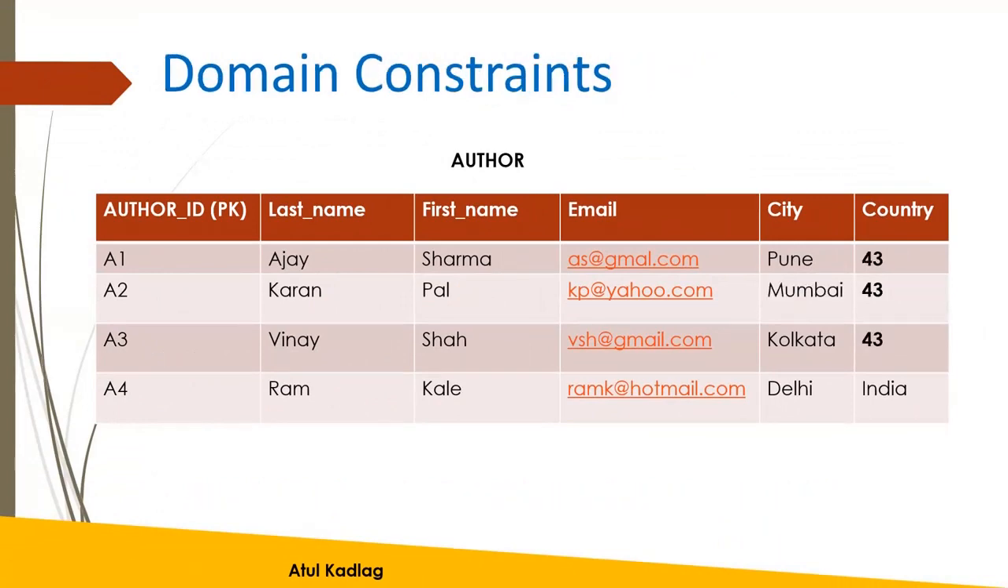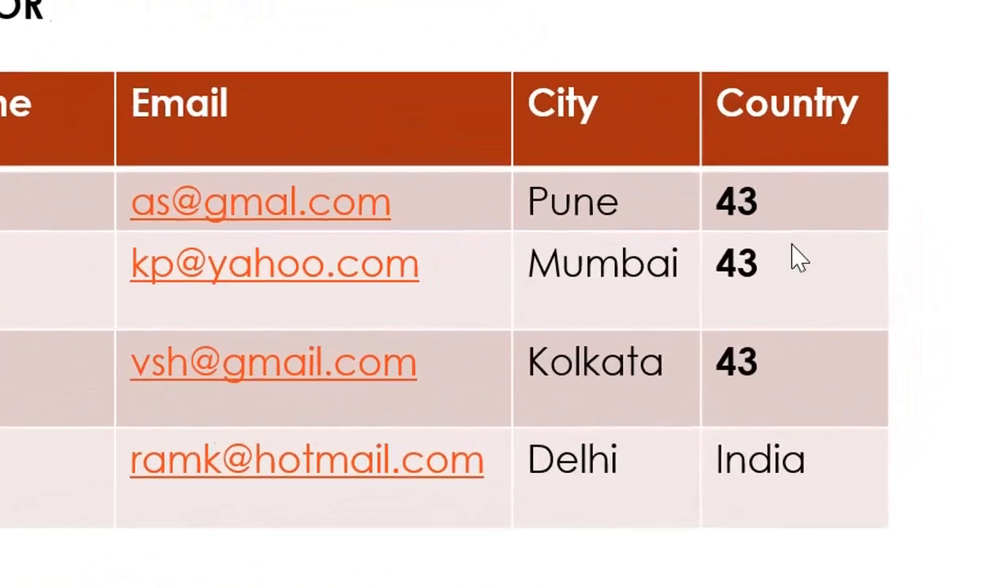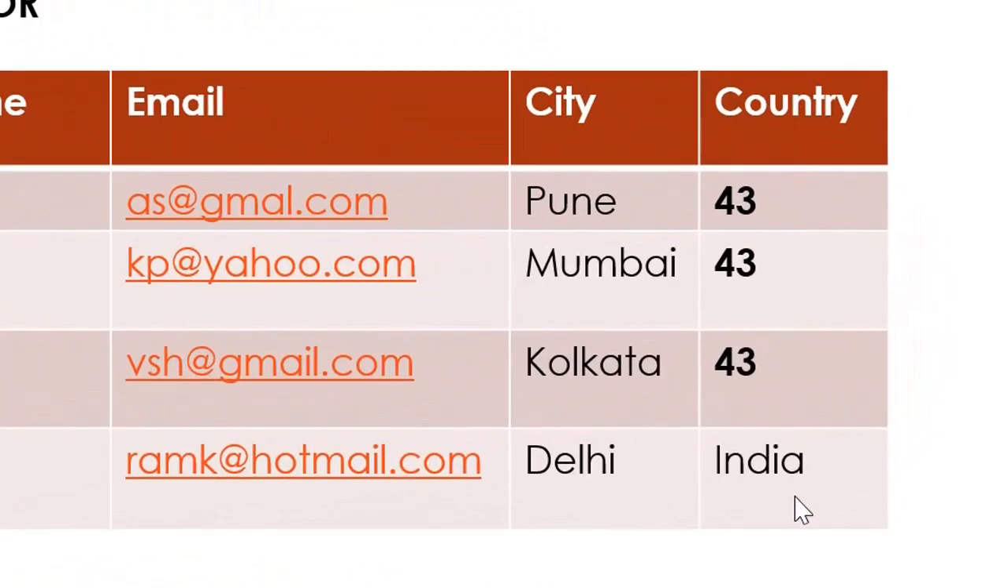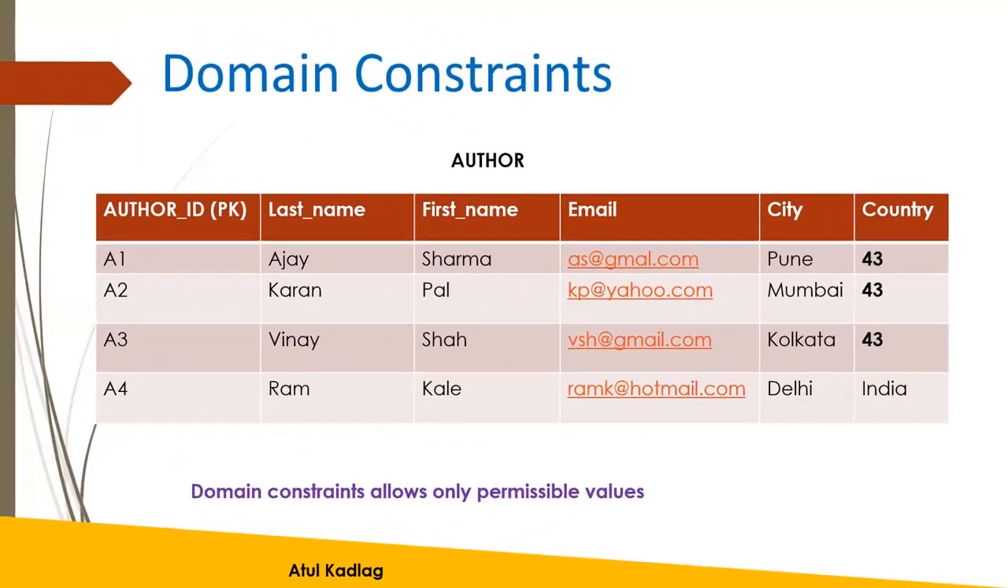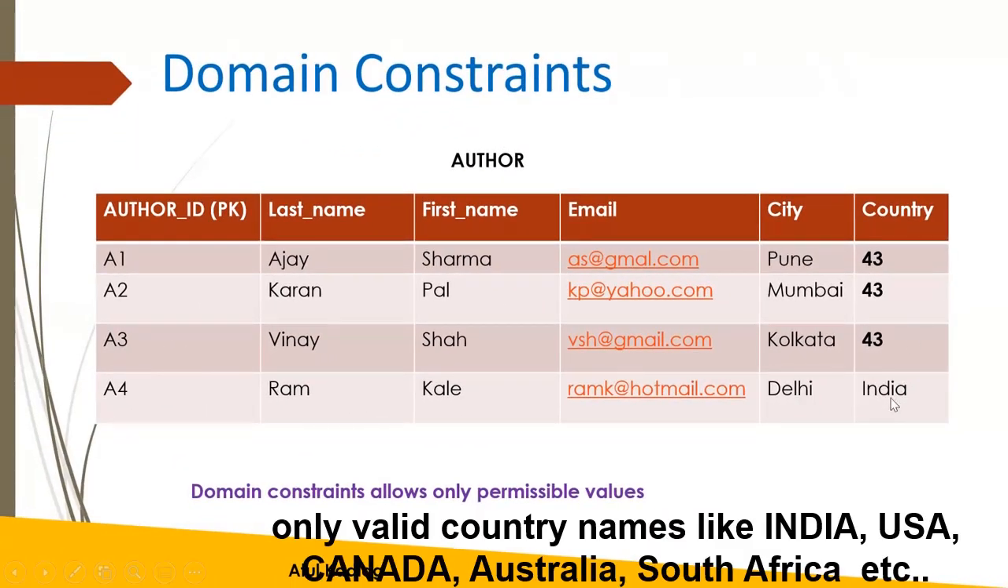Now the next type is domain constraint. In the domain constraint as well, suppose this country column is expecting alphabetical values or some specific value. So it doesn't allow numerical values, and it should accept only alphabetical values. So domain constraint allows only permissible values.